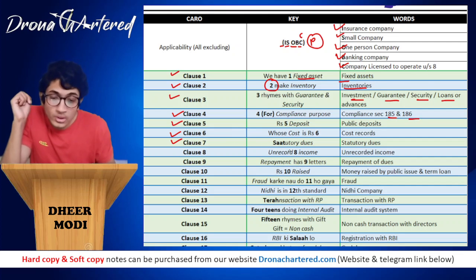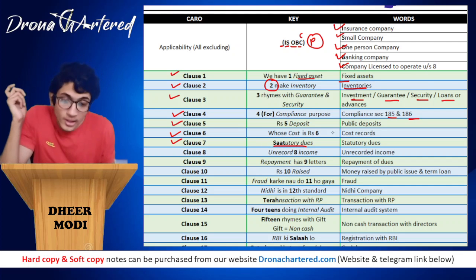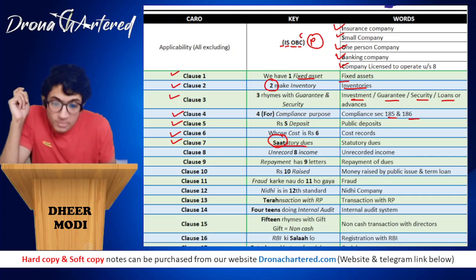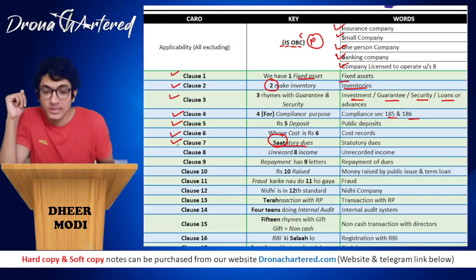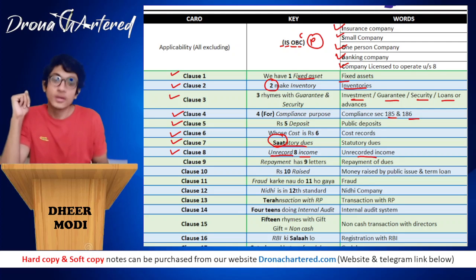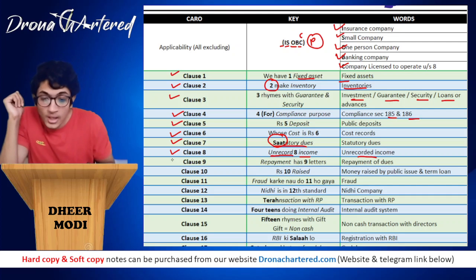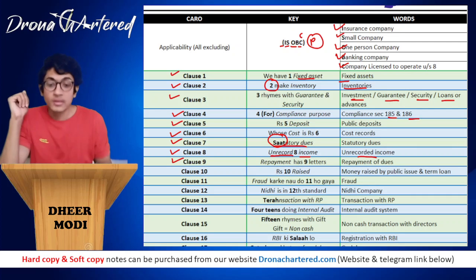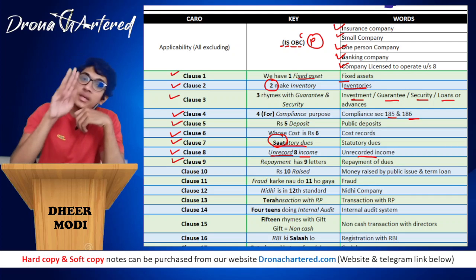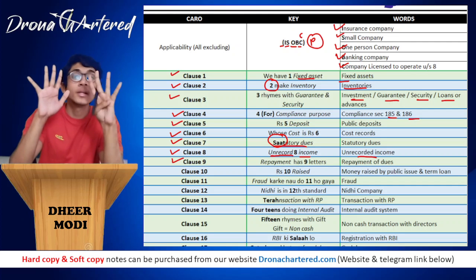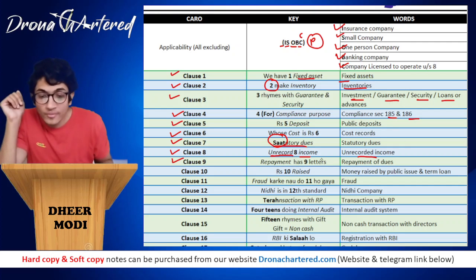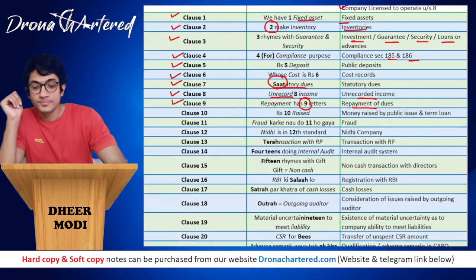7 we did while doing tax, so statutory dues. So this becomes your clause number 7. Then your clause number 8 is unrecorded income. Unrecorded 8 income. Clause 9 is your repayment. If you see, REPAYMENT, repayment has 9 letters. So your clause number 9 becomes repayment of dues.